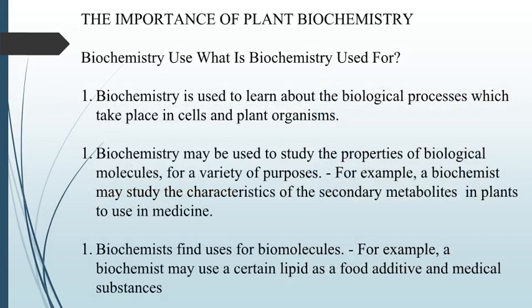The importance of plant biochemistry. What is biochemistry used for? Biochemistry is used to learn about the biological processes which take place in cells and plant organisms. Biochemistry may be used to study the properties of biological molecules for a variety of purposes. For example, a biochemist may study the characteristics of the secondary metabolites in plants to use in medicine. Biochemists find uses for biomolecules. For example, a biochemist may use a certain lipid as a food additive and medical substances.